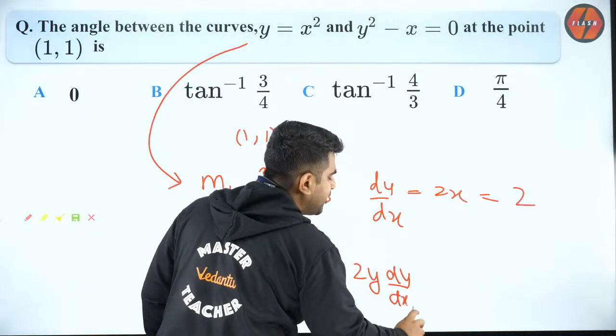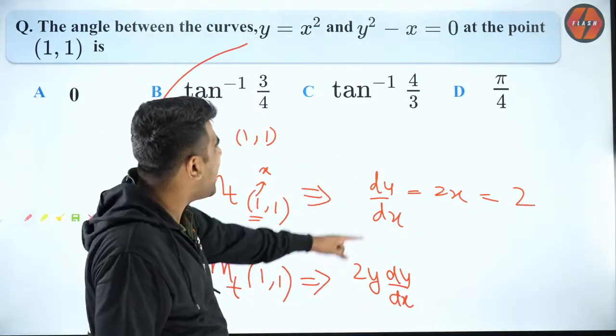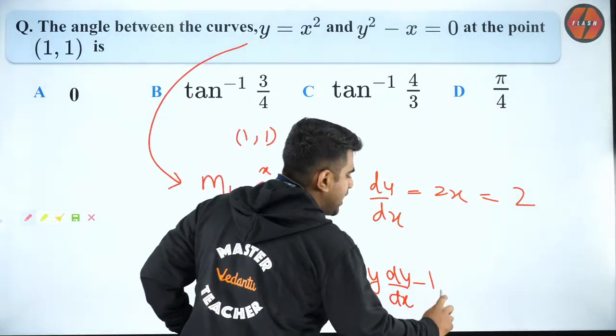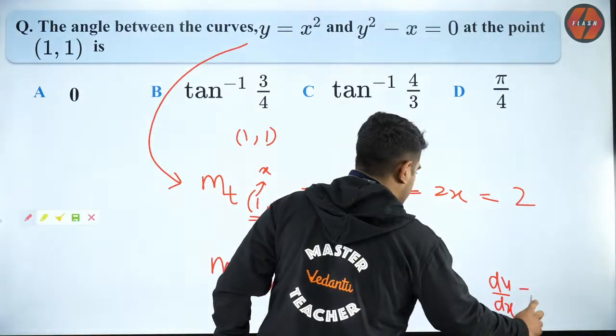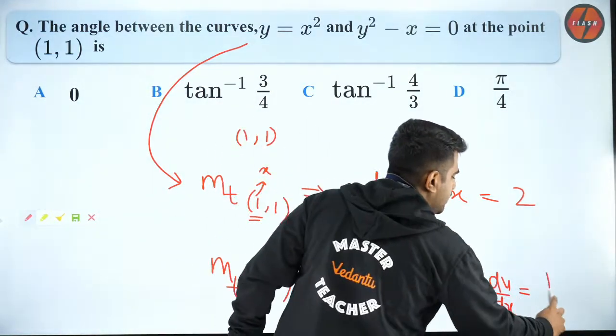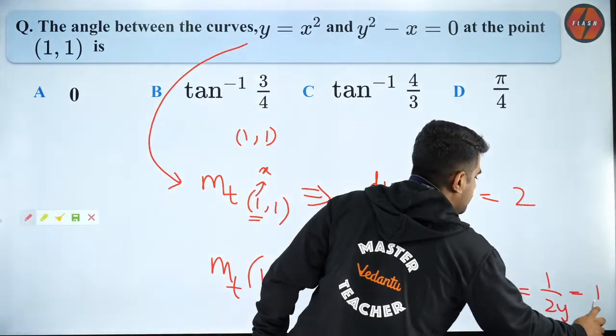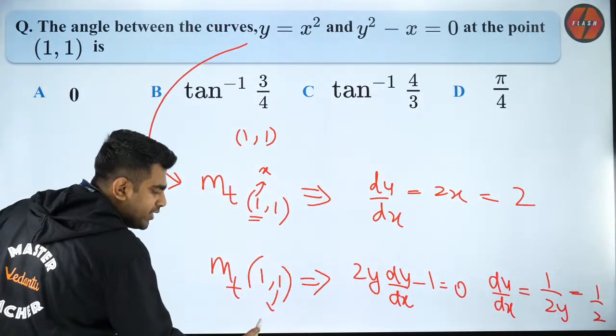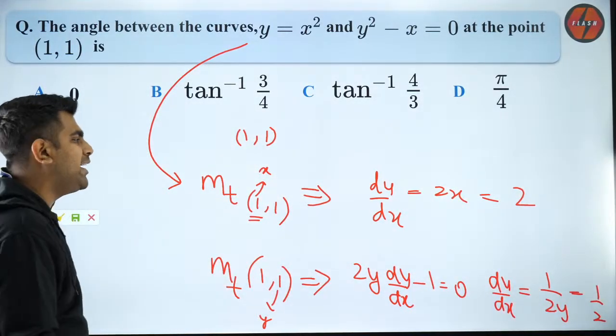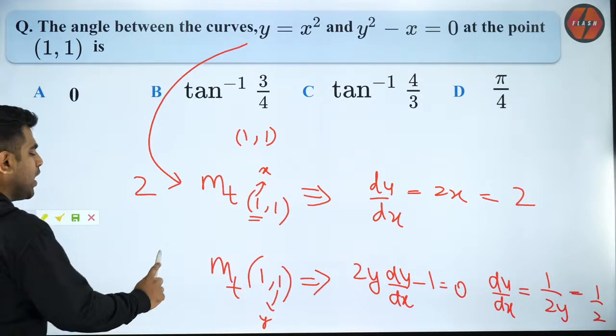So that is what this chapter teaches us about. So 2y dy/dx minus 1 is equal to 0. So what is my dy/dx? That is equal to 1/(2y). 1/(2y), that means it is 1/2. Are you all clear? Because y is 1, so 1/(2y) will be 1/2. So the slope is 2 and 1/2.